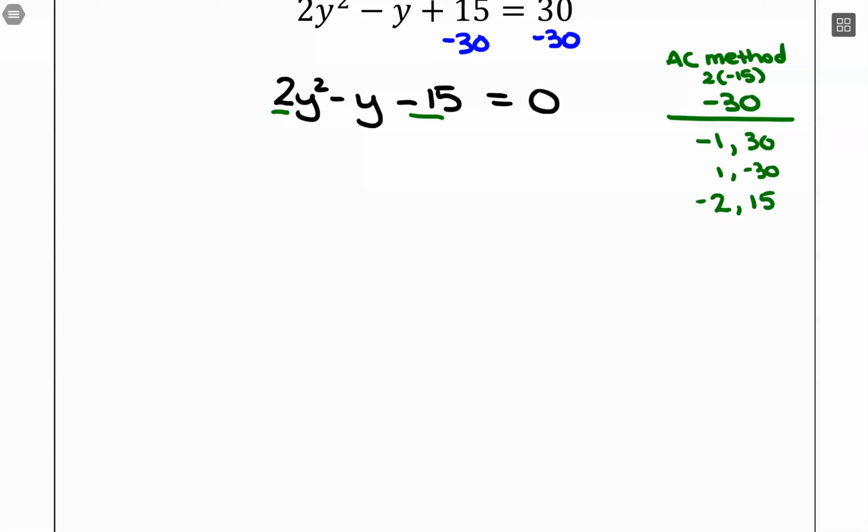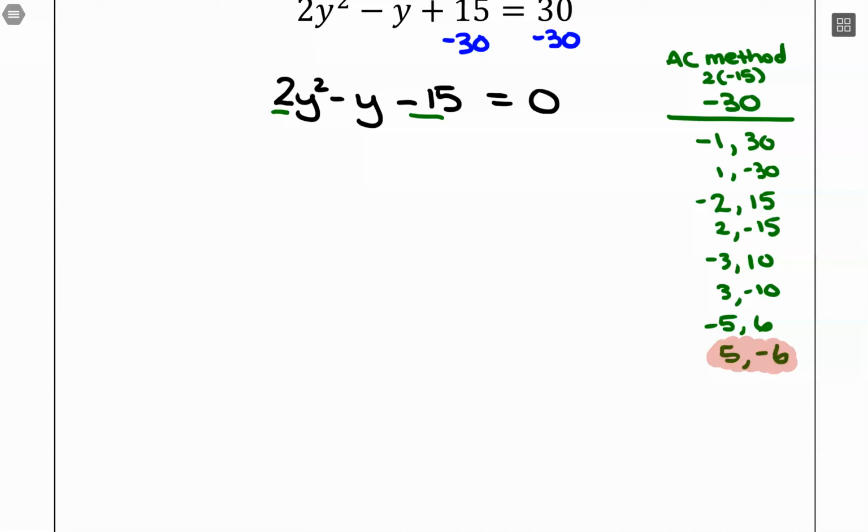So negative 2 and 15, or 2 and negative 15, 3 and negative 10, positive 3 and negative 10, or 5 and negative 5, and positive 6, positive 5, negative 6. Alright, so I want to find the pair that adds up to negative 1. I'm looking at B there, and I'm going to focus on negative 5 and positive 6. Negative 5 and 6 will give a positive 1, and 5 and negative 6 will give a negative 1. So I want to use that positive 5 and negative 6.